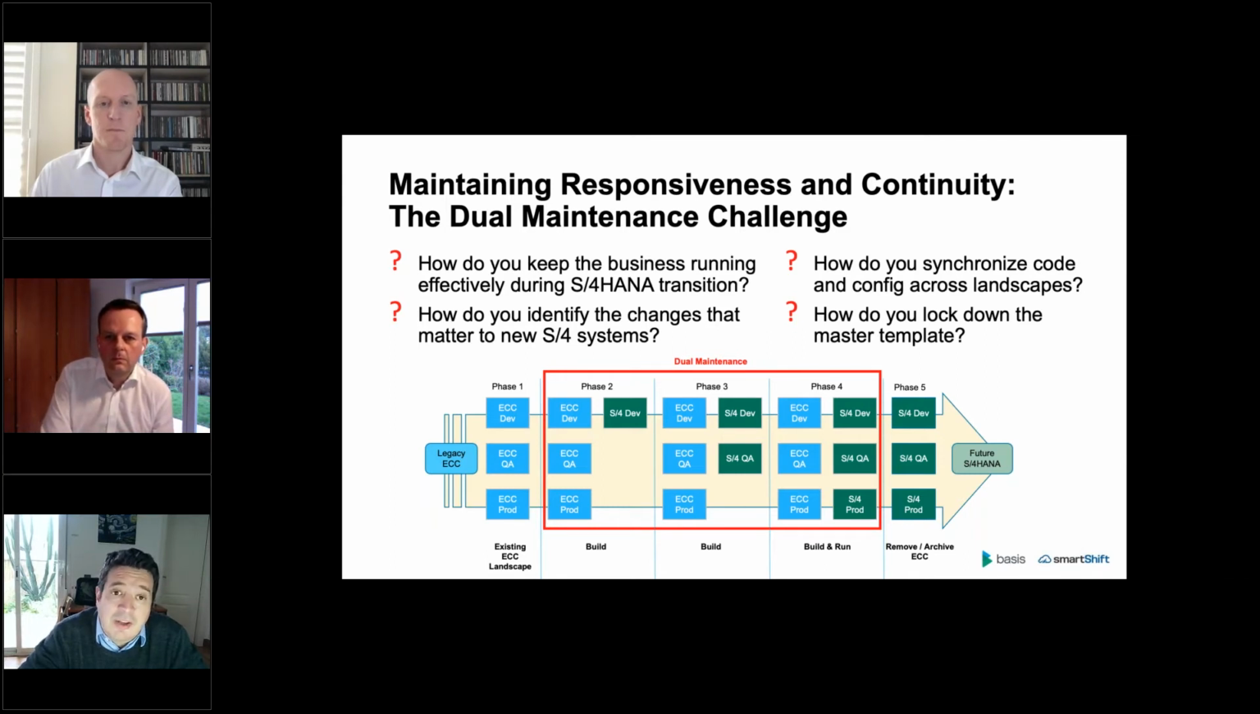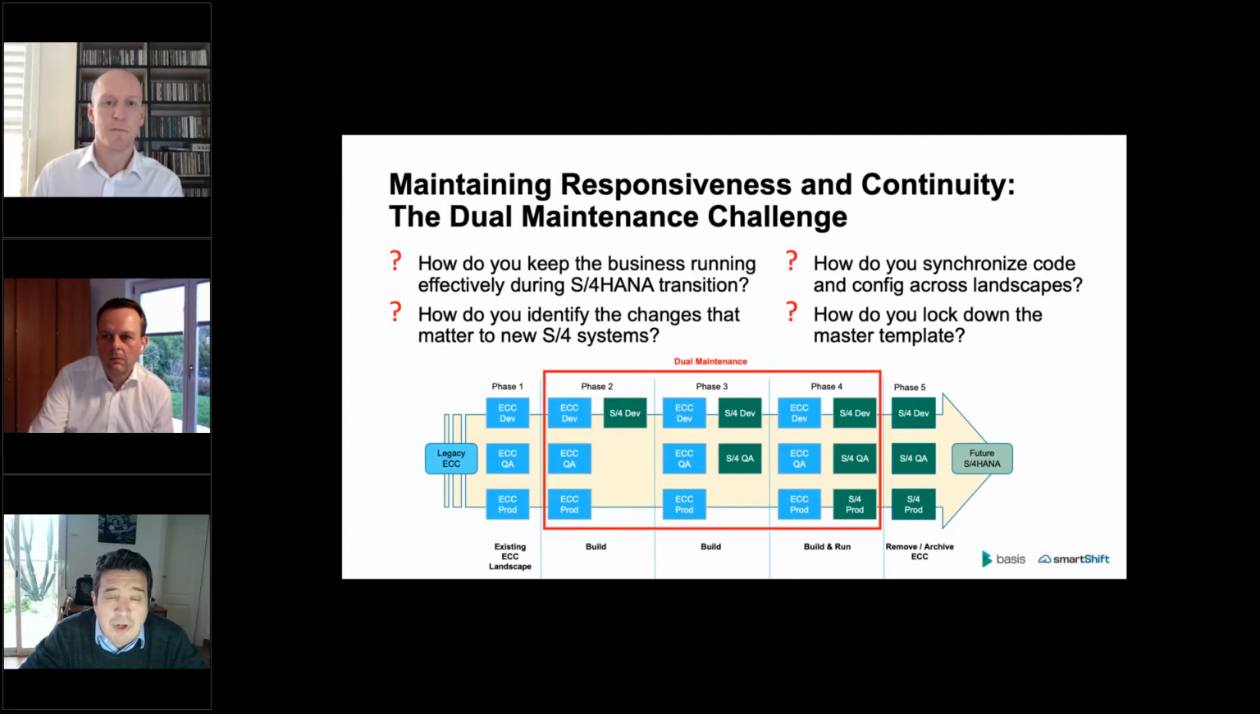Is there a need to declare one of these dev systems as a kind of master and to lock down the other one so that it can only receive updates via either a very small group of people or via transports from the lead landscape?